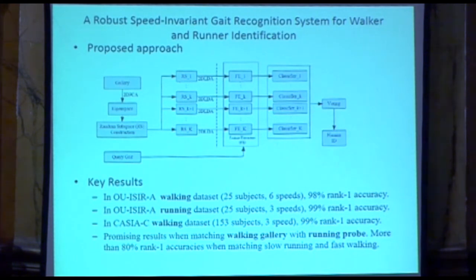We build this generalized model based on random subspace. And finally, we use majority vote among those weak classifiers. We tested on 2 data sets. We got nearly perfect rank 1 accuracies. Of course, we do some challenging experiments as well. We're matching a walking gallery with a running probe, and we found that we got more than 80 rank 1 accuracy when matching the slow runners with the walking gallery. If you have any questions, you can ask me in the poster session. Thank you.